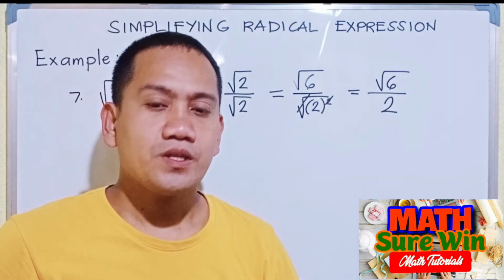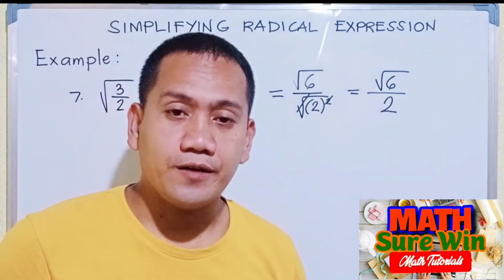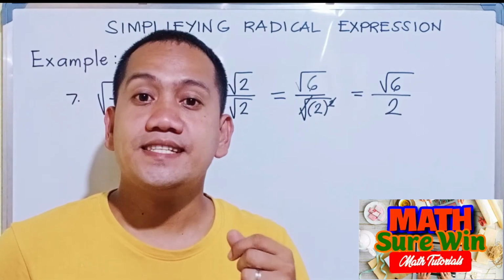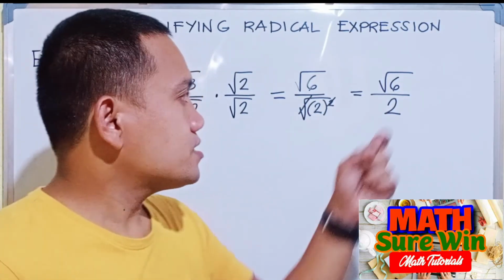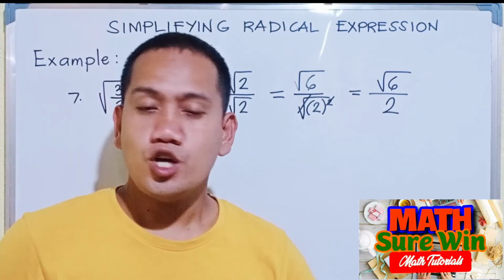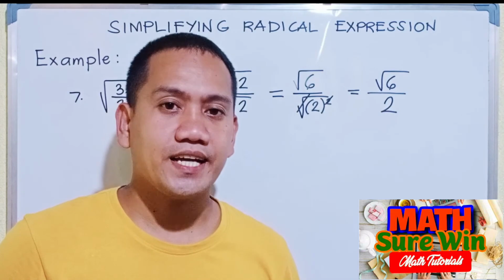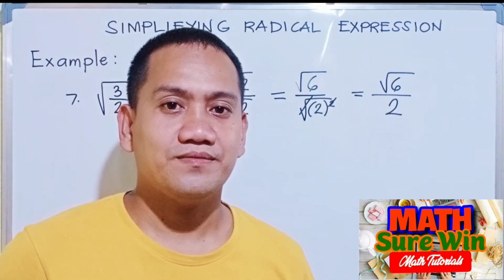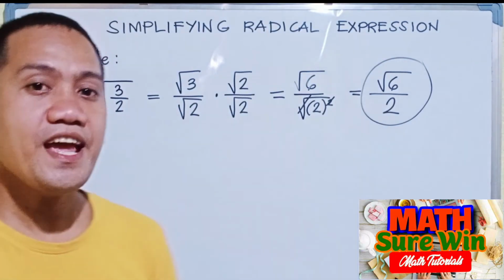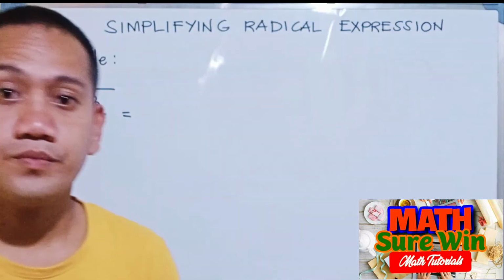Maybe you are asking, sir, can we simplify 6 over 2 to make it 3 or square root of 3? The answer is, it cannot be simplified that way, for the reason that 6 is our radicand, an expression inside our radical symbol. So we cannot simplify a number that is inside our radical symbol to a numerical coefficient. So we will have this as our final answer. So square root of 3 halves can be written in its simplest form as square root of 6 all over 2. Let's have the 8th one.